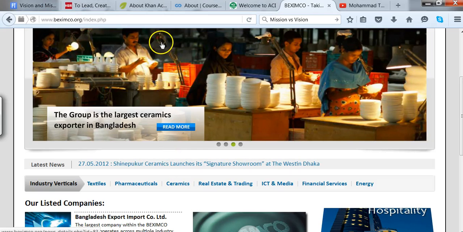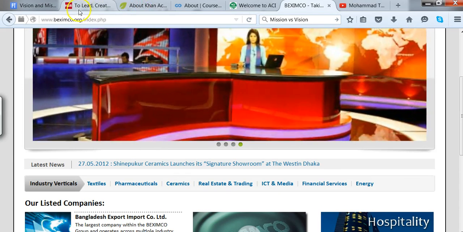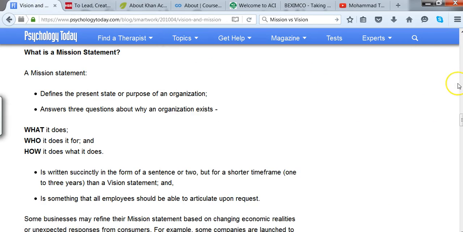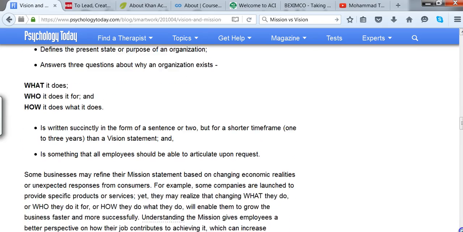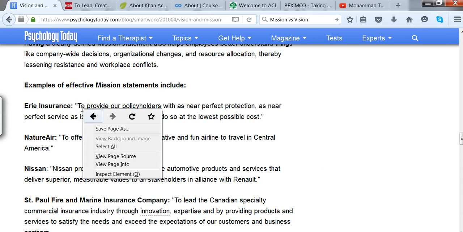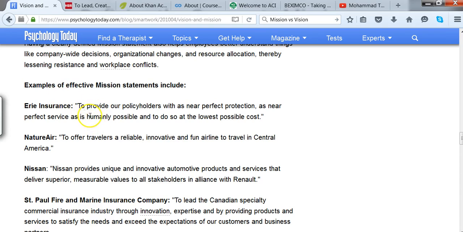I can take you to some organizations that I think have managed it quite well. For example, I want to first take you to a blog where it is evident from some organizations what they want to do. ED Insurance's mission statement is to provide our policyholders with as near perfect protection and as near perfect service as is humanly possible, and to do so at the lowest possible cost. For whom are they doing it? For their policyholders. And what do they do? They provide insurance, which is implied. And how do they do it? Here you have this outline.